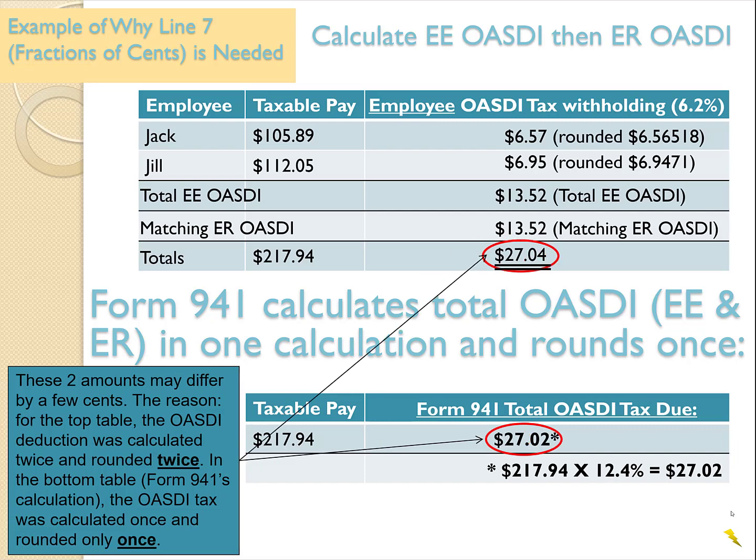So notice up above, when we do the payroll, we calculated total employee and employer OSTI as $27.04. But when we do the Form 941, it says we only owe $27.02. So the reason there's a 2-cent difference is just from rounding. By chance, in the portion above, when we did Jack and Jill, both rounded up. So that's why there is a 2-cent difference.